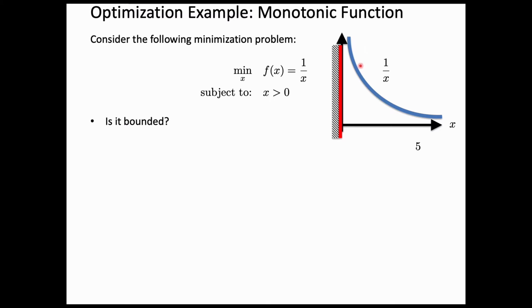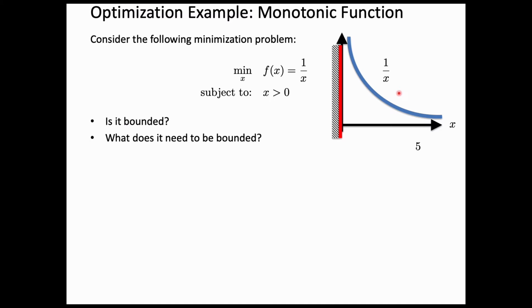Say if we were to either conceptualize walking downhill until there's no more downhill direction, or if we were to apply a numerical optimization algorithm to this problem, what's going to happen? What would you expect? Is it bounded? No, this is not bounded. We're going to keep moving off to the right toward positive infinity.